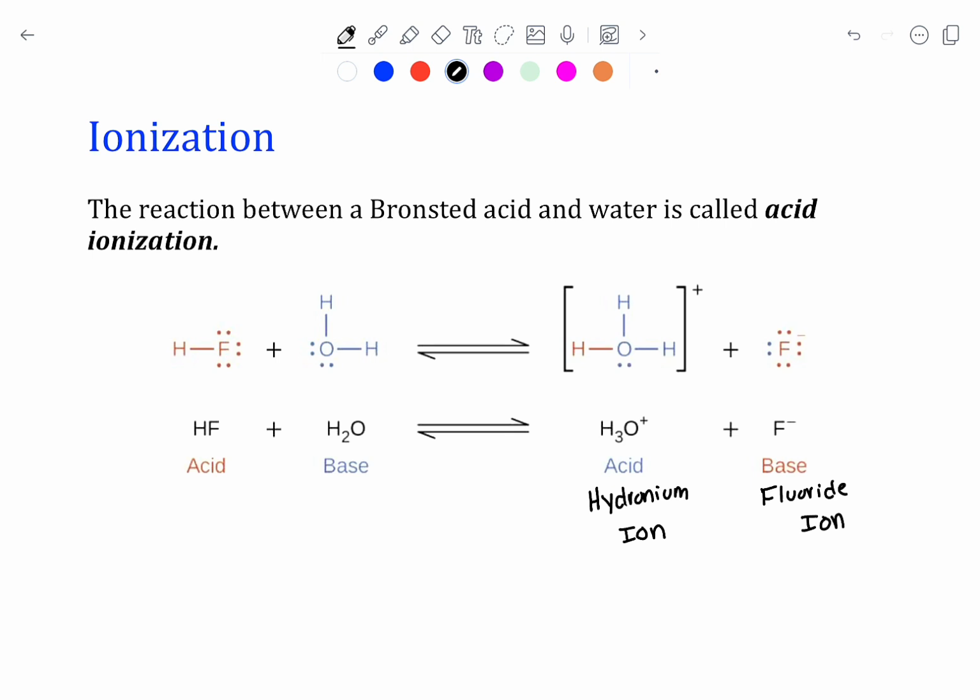So whenever we see hydronium ion, we should think acid reaction with water. So one of the products of an acid ionization is always going to be the hydronium ion.